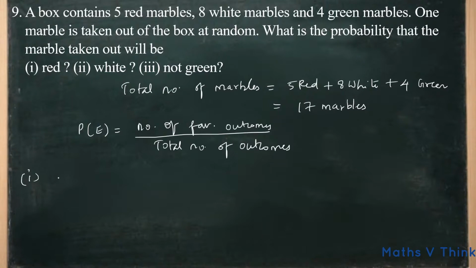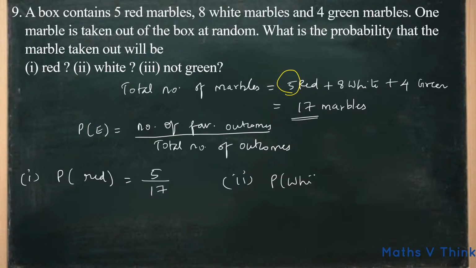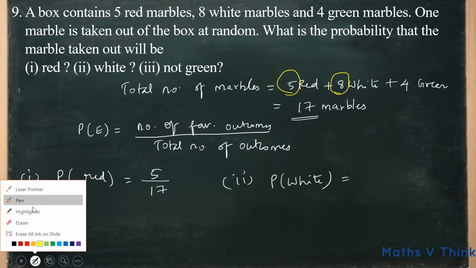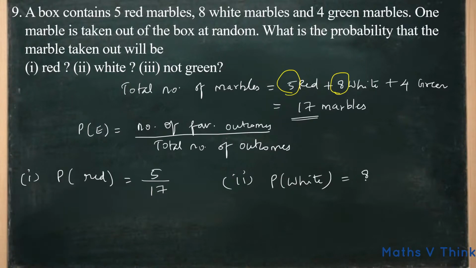Our first one is we need to find the probability of red. So the number of favorable outcomes is 5, divided by the total number of outcomes, which is 17. So 5 by 17. Now the second one, probability of getting a white marble: the number of favorable outcomes for the white marble is 8. So 8 divided by total number of marbles, so 8 by 17 is the probability.